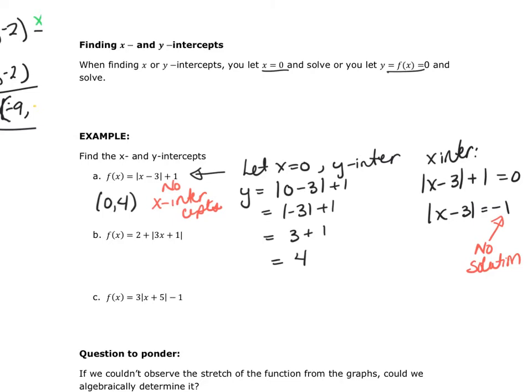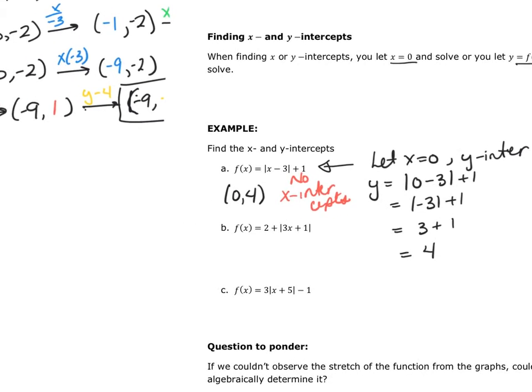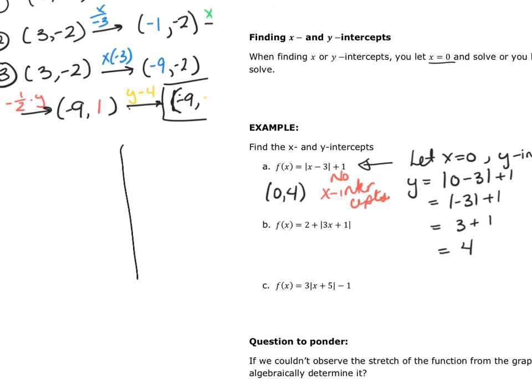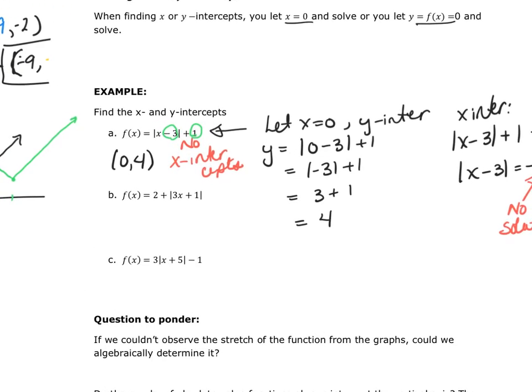Now, we could have done this also by transformations. So remember, my parent function of an absolute value is going to look like this. And the transformations are, I'm going to go up 1 and I'm going to go right 3. So I'm going to take this point, go right 3, 2, 3, and up 1. And I can see by graphing it, I would not have gotten any x-intercepts. So let's take a look at our next example here.